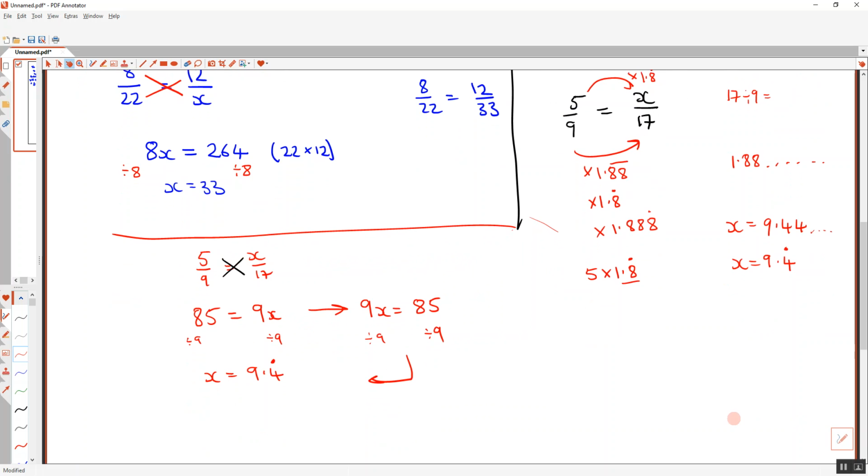Don't let these recurring decimals confuse you. They're just numbers. Your calculator deals with them. It will work them out.